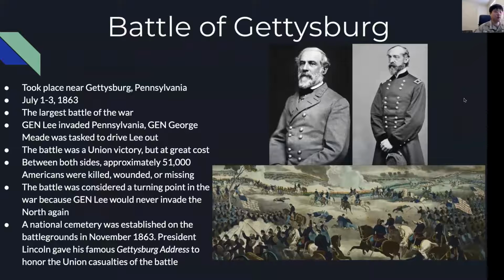So this battle took place on July 1st to July 3rd in 1863. This is the largest battle of the war. There were almost 200,000 troops on both sides participating in this fight. The Southern troops, the Confederacy, were led by General Lee, who had invaded Pennsylvania, and the Northern troops were led by General George Meade, who had replaced General McClellan at this point in time.